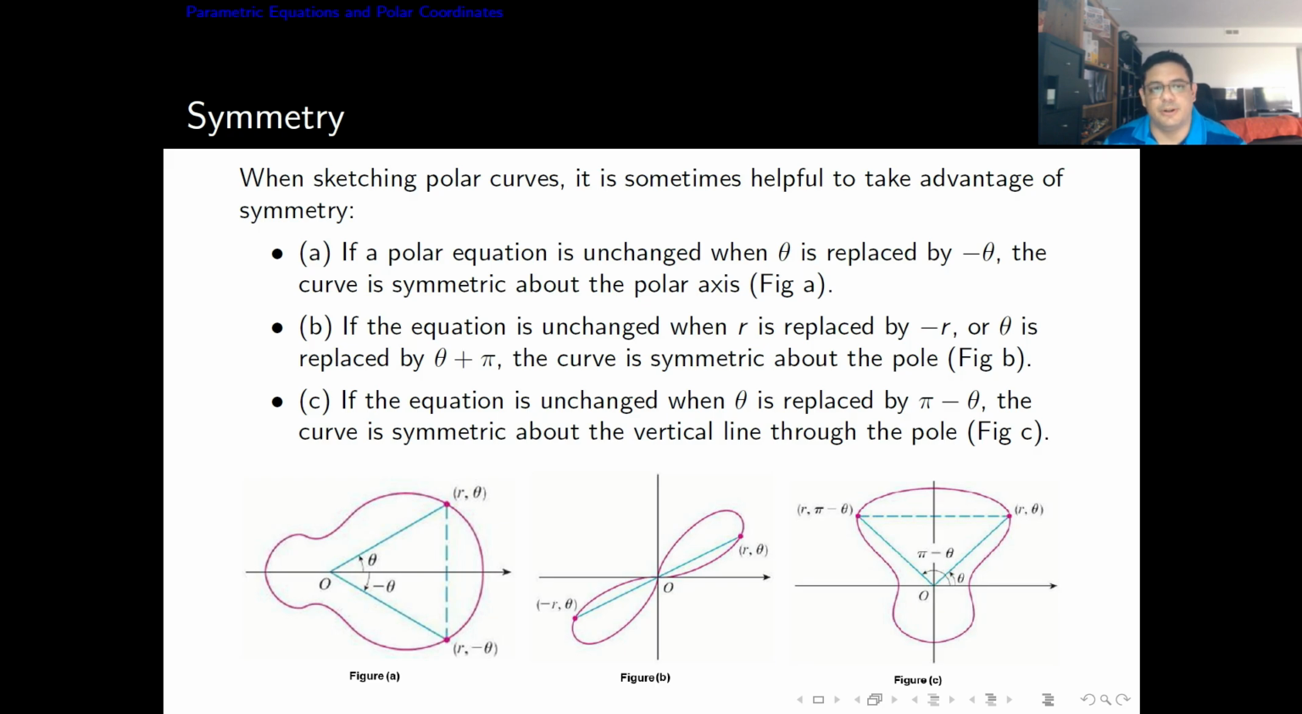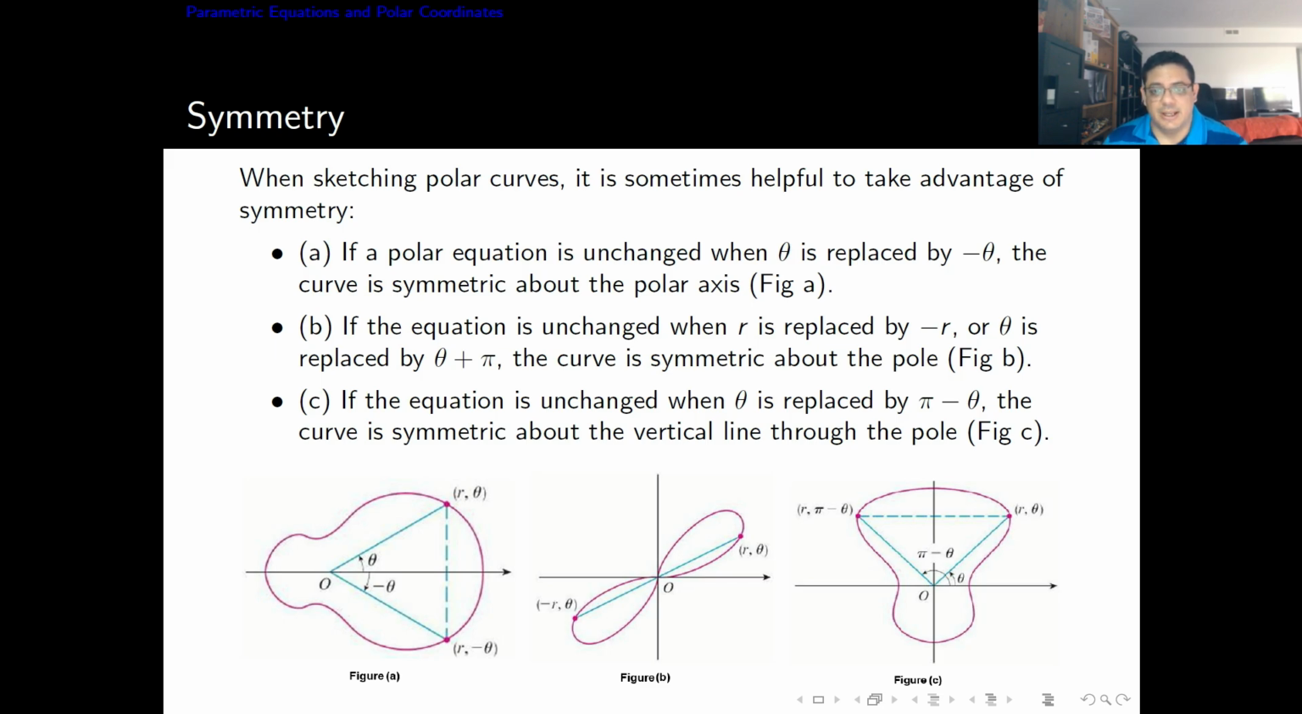When we're sketching polar coordinates, sometimes it's going to be useful to take advantage of symmetry. So if we have a polar equation that isn't changed when we replace theta by minus theta, then we can say that it is symmetric with respect to the polar axis, like in figure A here. You can see that it doesn't matter if you're taking r, theta or r, minus theta, it's just going to have the same behavior. Whatever we have with respect to the polar axis, you have a reflection below the polar axis.